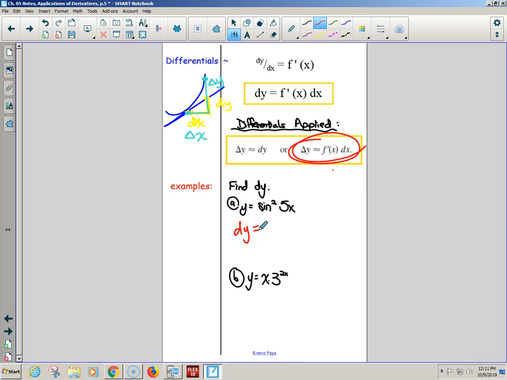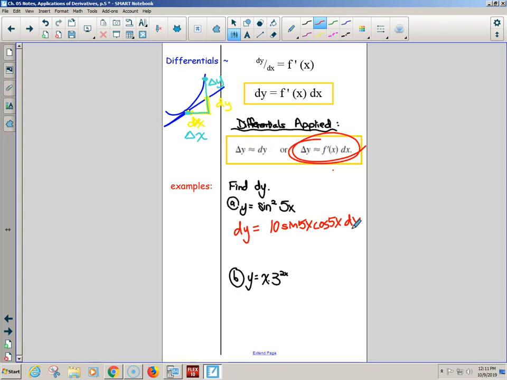Do you agree? Are you sure? You bring down the 2, you make it a 1, and you have a u prime at the end after doing the cosine. So 2 times the 5 is going to be 10 sine of 5x cosine of 5x times dx. How about the next one?